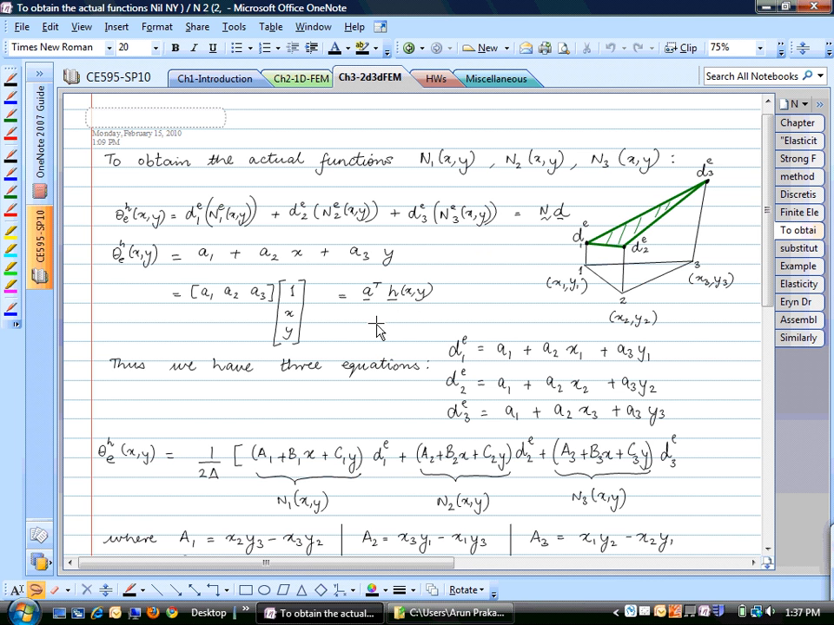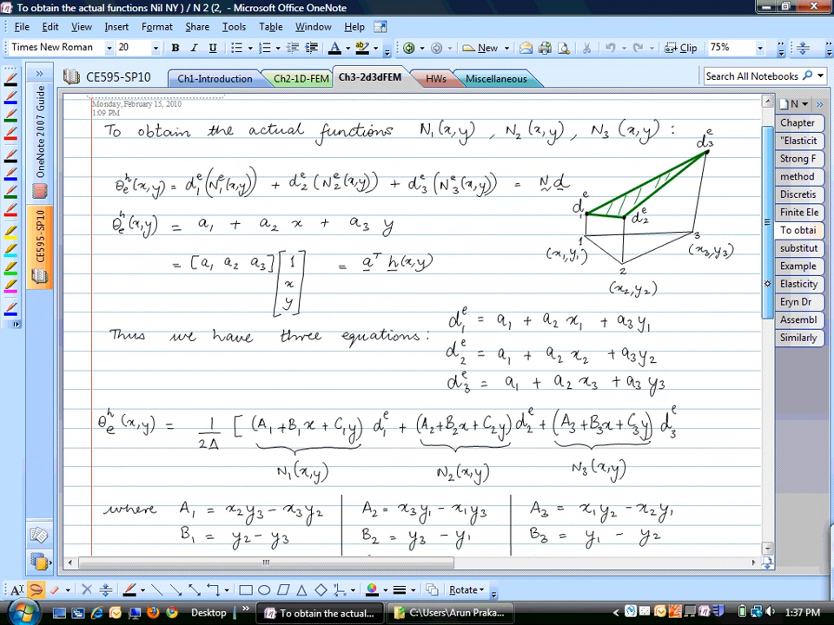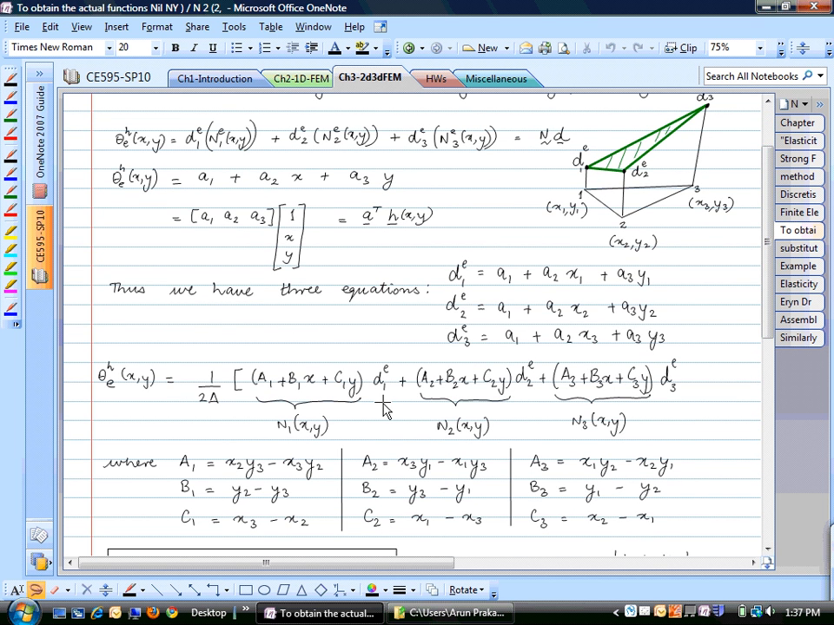But last time I think I made a little error here. So please make a note of that. In this term, I had used small letters for A1, B1, C1, and so on. Those are not small letters. We need to distinguish them from these A1, A2, A3. So these are big uppercase A1, B1, C1, A2, B2, C2, and so on.